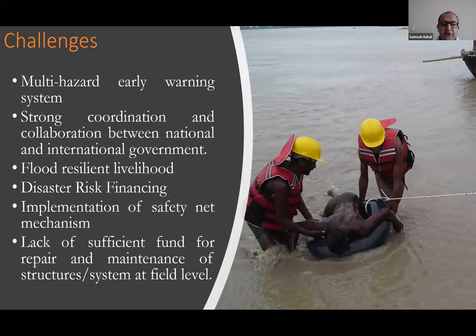And there is a lack of sufficient funds for repair and maintenance of structures and systems established at the field level by DHM as well as by development organizations, because their projects were handed over to the government and the government does not have resources. We understand the current situation that the government does not have resources for this.